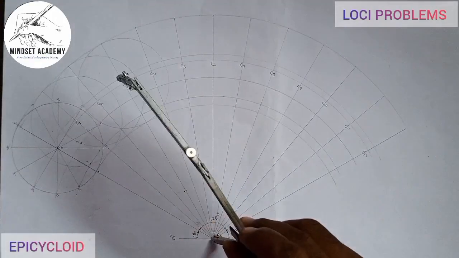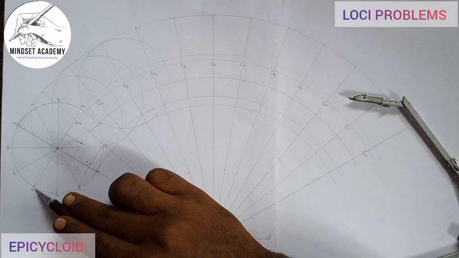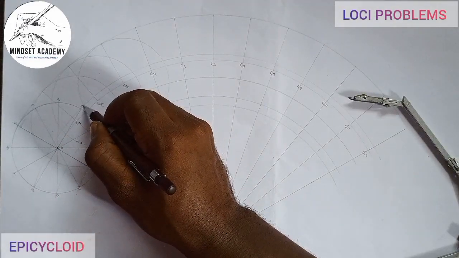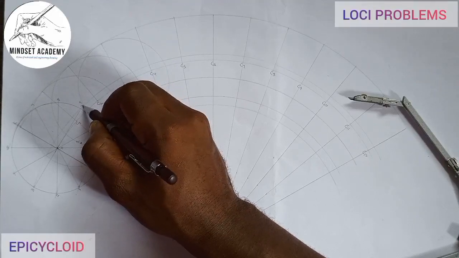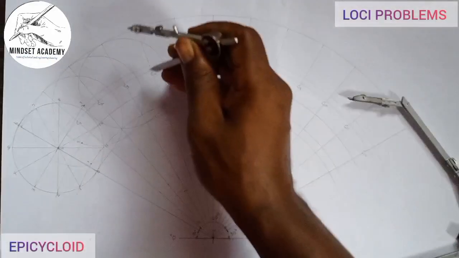So that is point 3, where line 3 meets circle 3. This is circle 3, the line 3 coming to meet circle 3 at this point here. So we'll call it point 3 there, right? So I'll go again, circle 4.